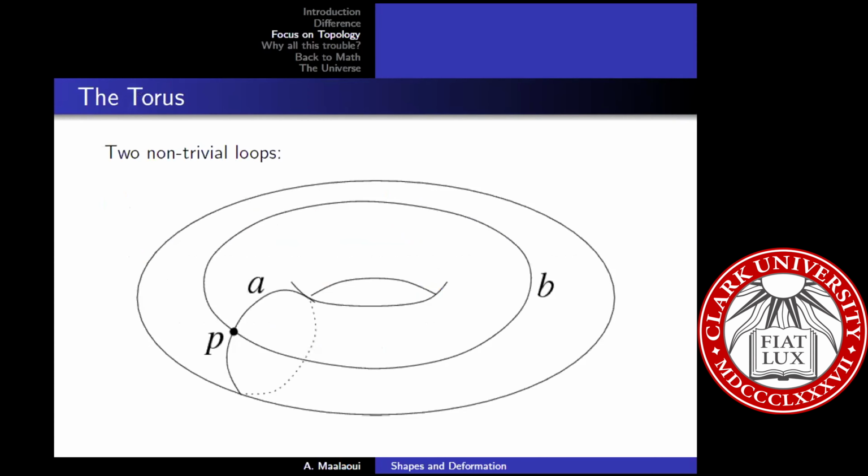Another shape now is the donut or the torus. In the donut, you see that I have one loop that I cannot deform to a point, and another loop that I cannot deform to a point.